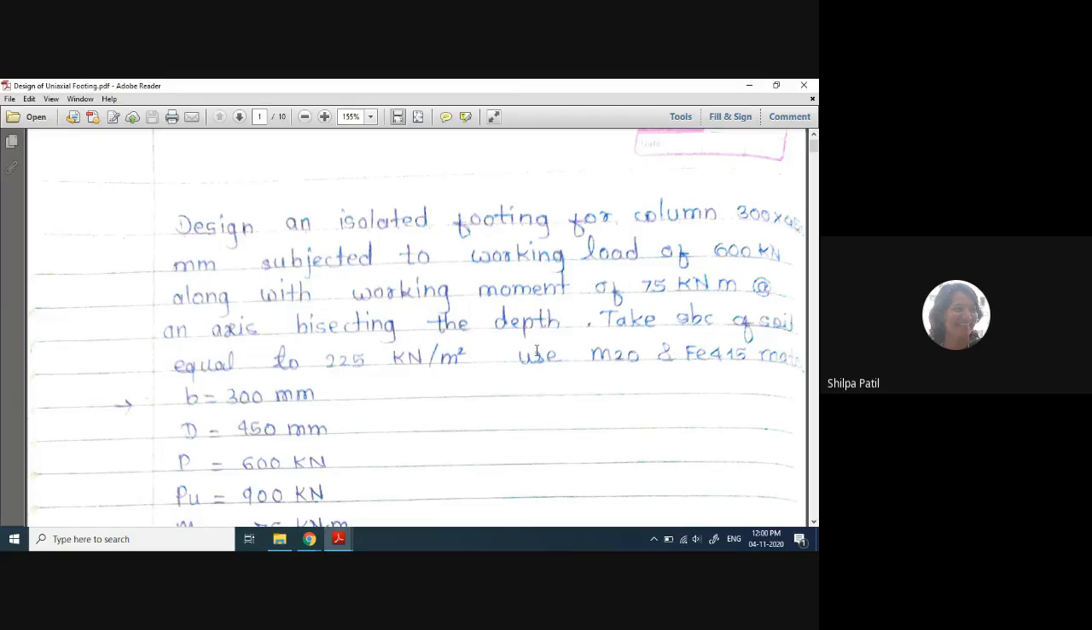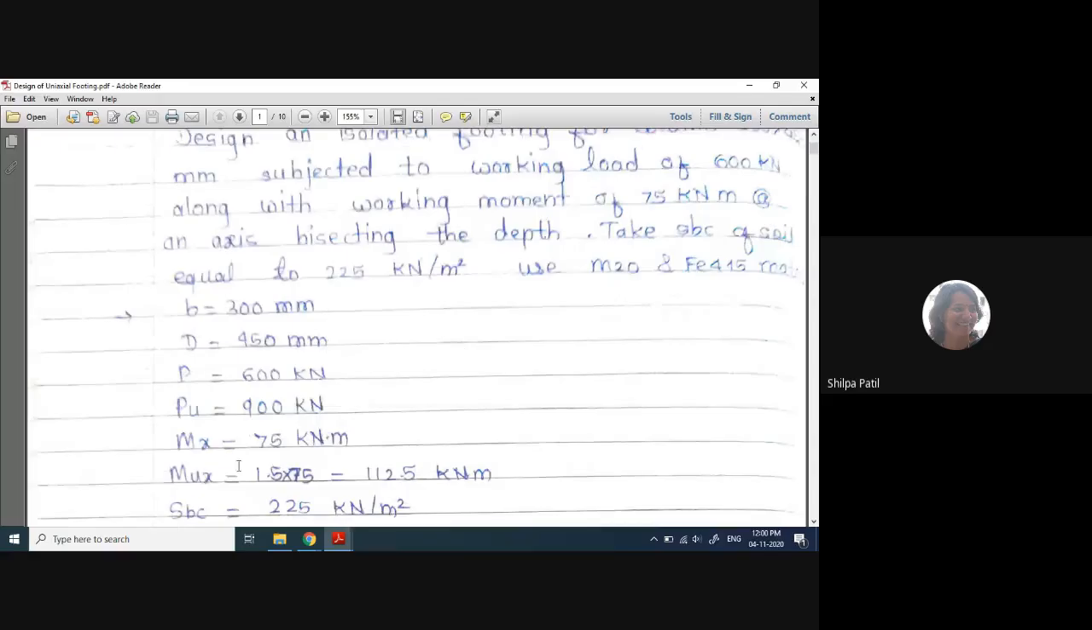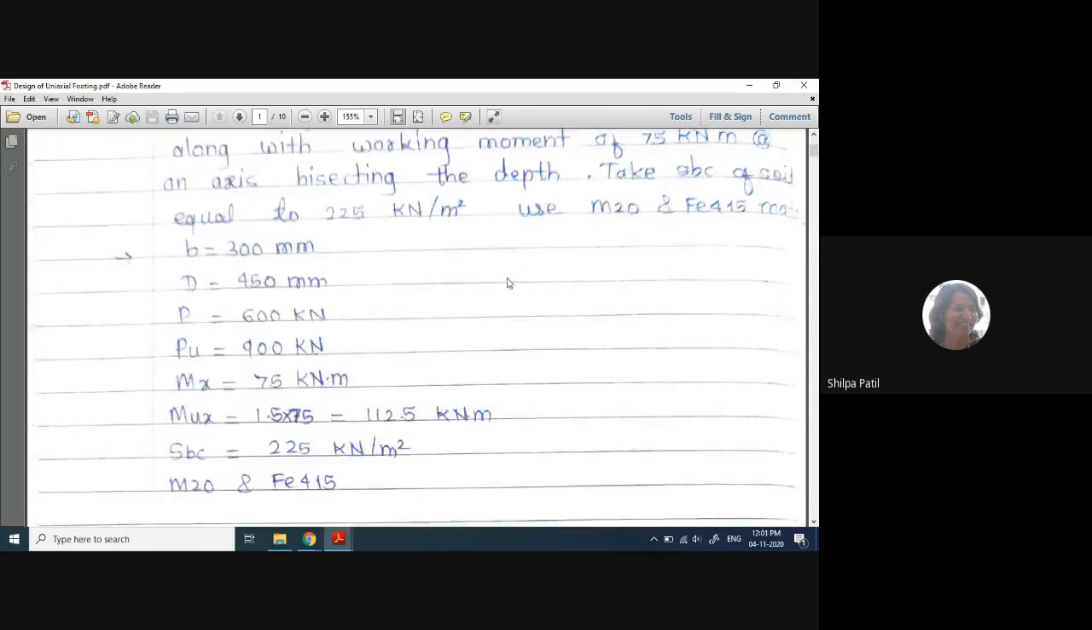Now, I have just explained that the x-axis is considered as the axis which is perpendicular to the depth. So this is the moment about that axis, that is, the moment about the x-axis. This is actually MUX given in the problem. Now take the safe bearing capacity of soil equal to 225 kilonewton per meter square, and use M20 and Fe415 materials. So this is the given data.